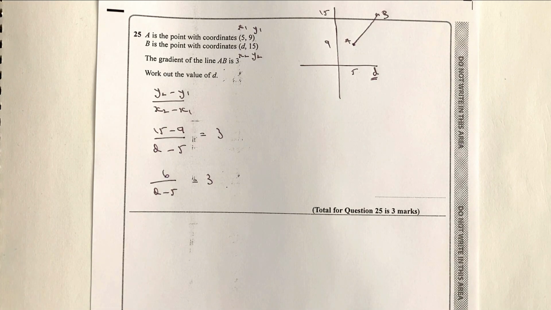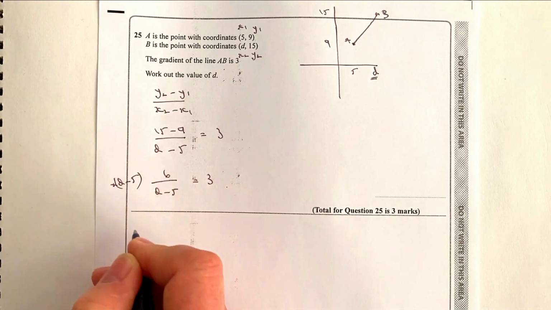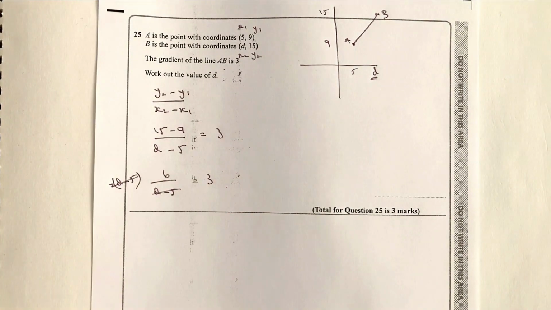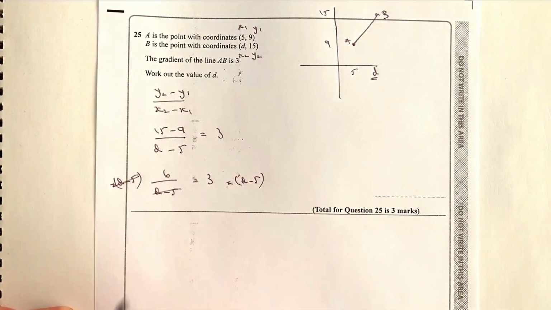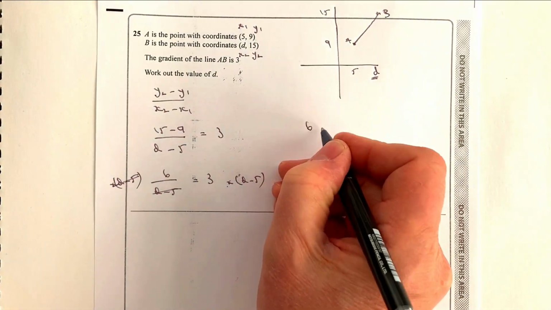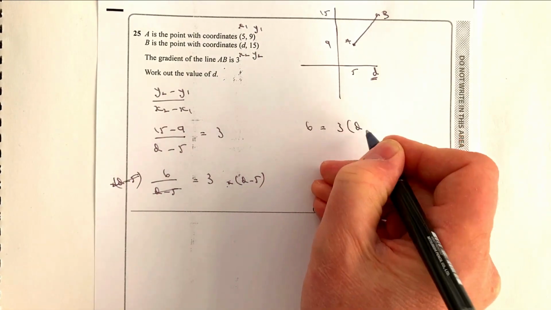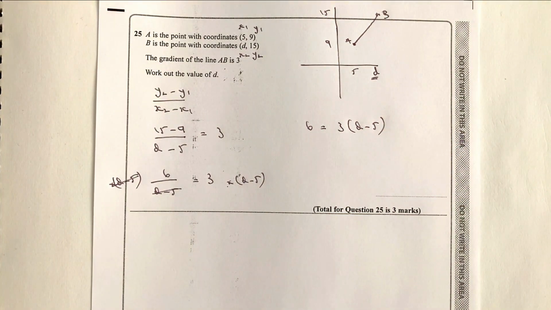So what I'm going to do is multiply both sides by d minus 5, because if I multiply that by d minus 5, I actually lose it, which is great. Now, the problem is I've got to do the same on the right-hand side and multiply that by d minus 5, because I've got to keep my algebra balanced. But it looks a little bit easier to deal with, because now I've got 6 equals 3 times d minus 5.